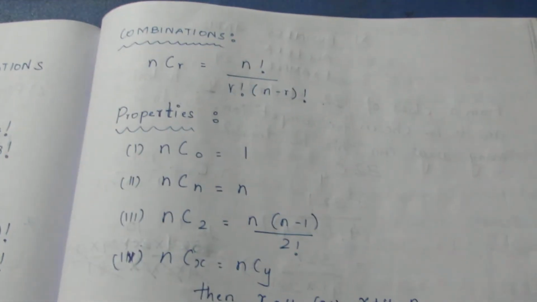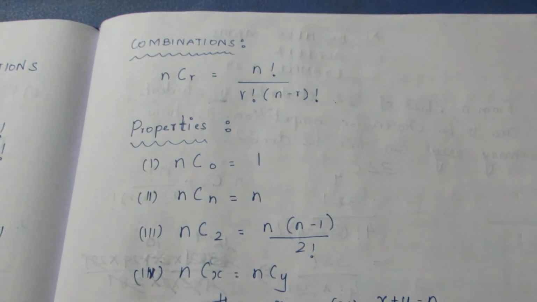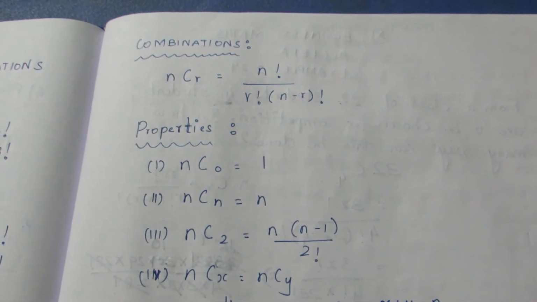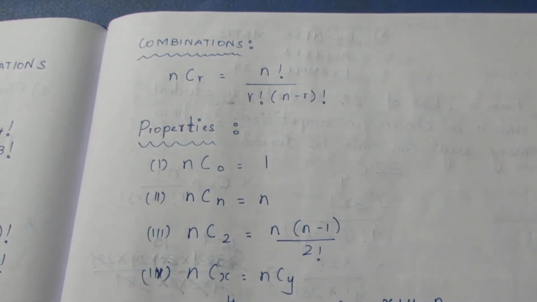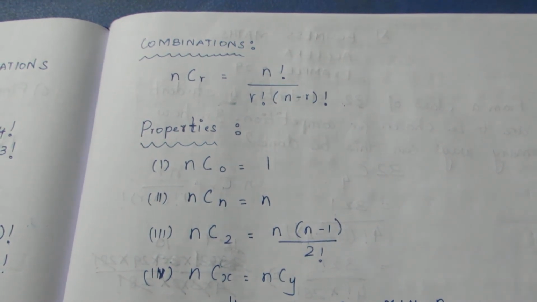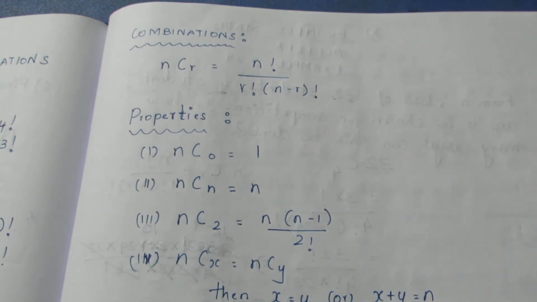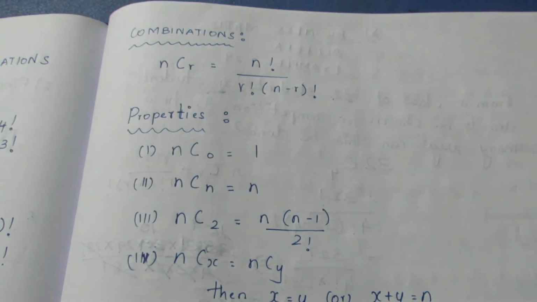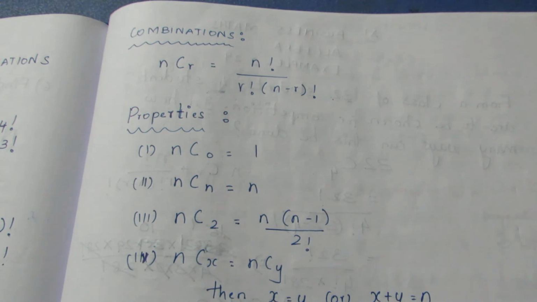Now we'll go with the combinations. We'll see the combination formulas. Here your combination formula is nCr equal to n factorial by r factorial into n minus r factorial. This is your general formula for combination.